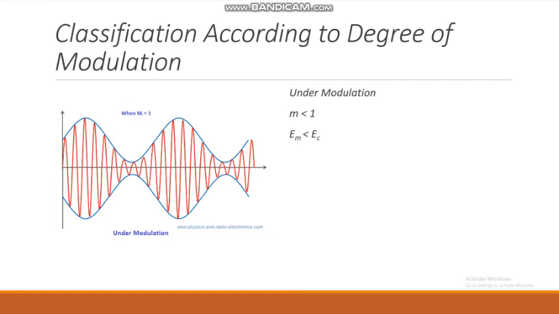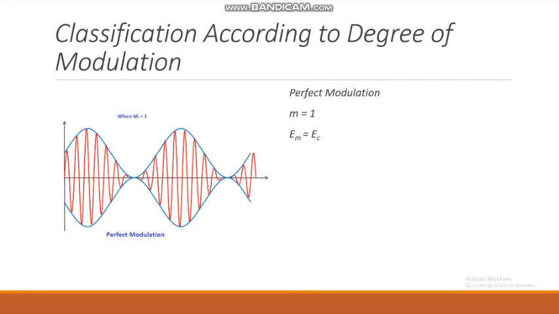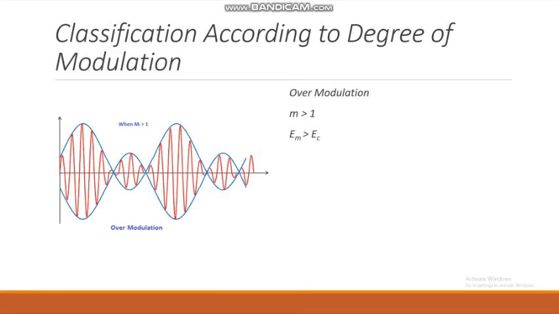There are three classifications according to degree of modulation. First is undermodulation, where m is less than 1 and E_m is less than E_c. Next is perfect modulation, where m is equal to 1 and E_m is equal to E_c. Lastly is overmodulation, where m is greater than 1 and E_m is greater than E_c.